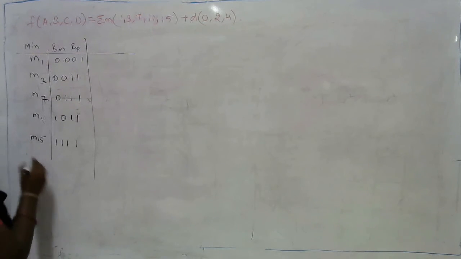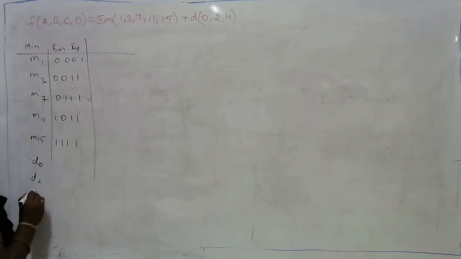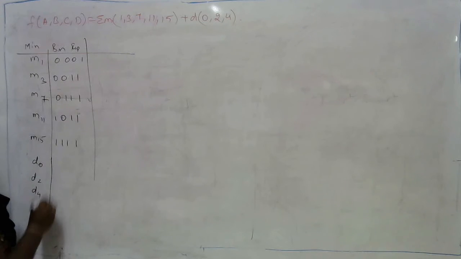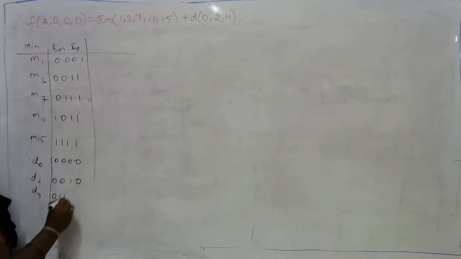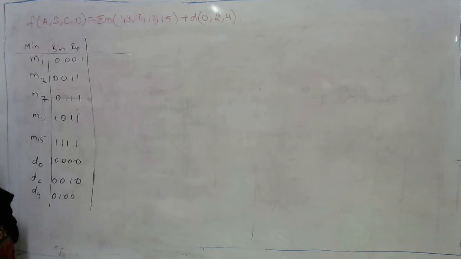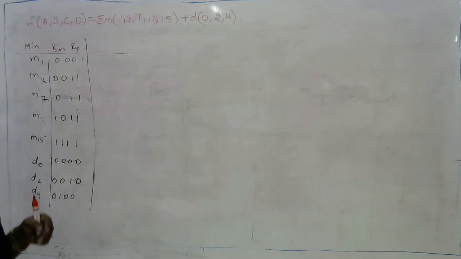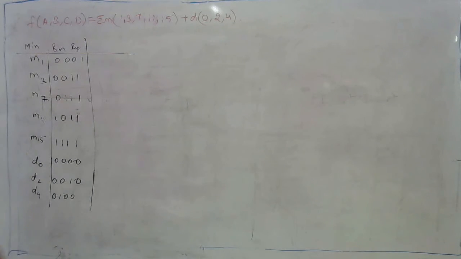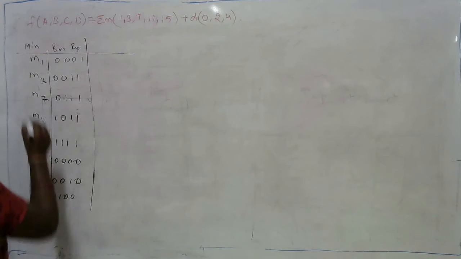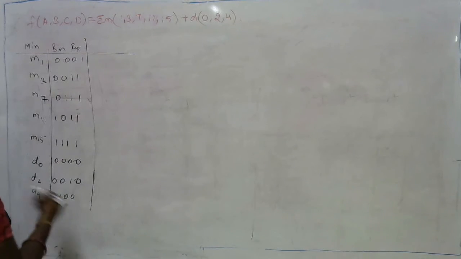Along with the minterms, we need to write down the don't cares also. So here D0, D2, D4. D0 is 0000, 2 is 0010, 4 is 0100. Here we need to write them in increasing order, so I need to write D0 here.